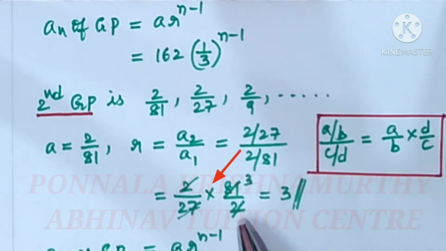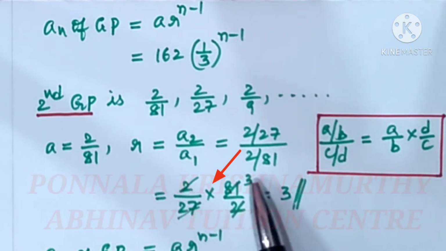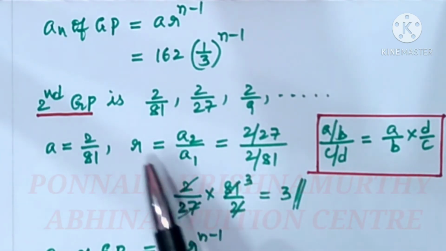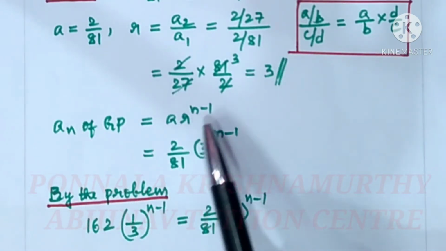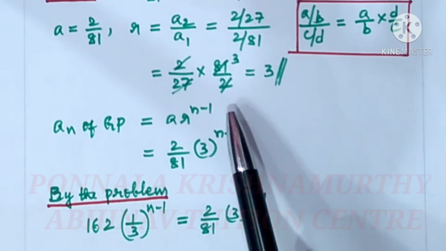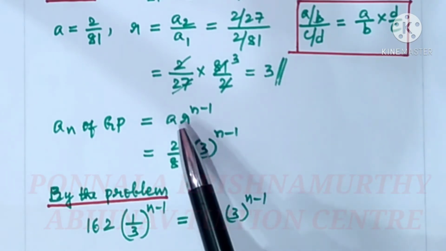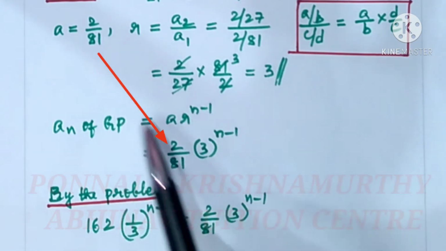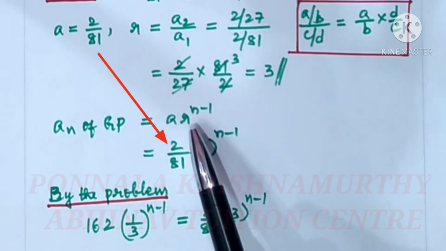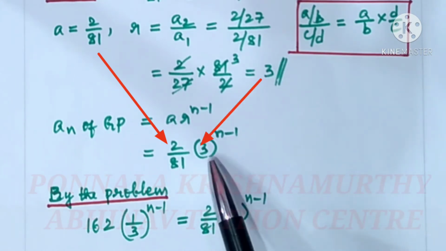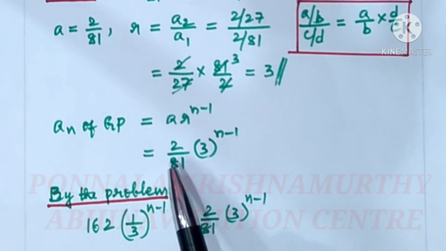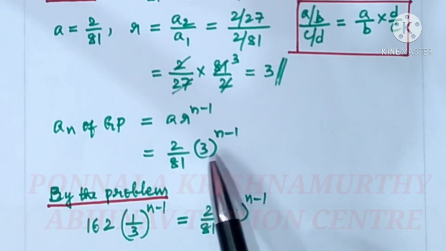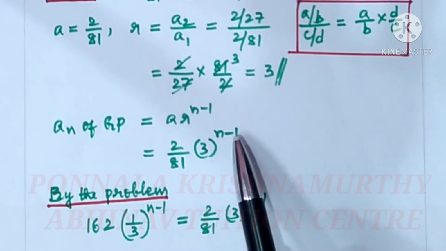Similarly, this is 2/27 and this division becomes into and this 2/81 becomes 81/2. Then 2 and 2 are cancelled, 27 threes are 81. So R is equal to 3. An of GP is equal to A R power n minus 1 is the formula. Then in place of A we substitute 2/81 and in place of R we substitute 3 power n minus 1. So An of GP is equal to 2/81 into 3 power n minus 1.